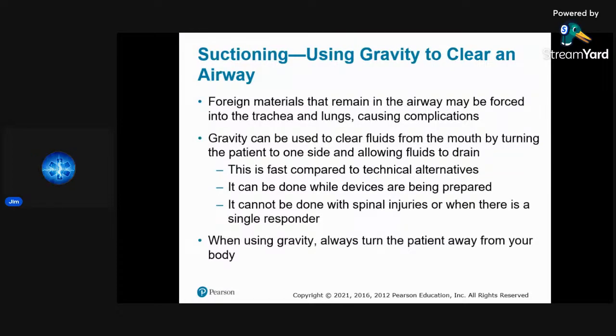Gravity uses gravity to clear the airway. This is putting the patient on their side in recumbent position, letting gravity help us out, letting the fluid drain from the mouth, hopefully. This is fast compared to the alternate techniques. It can be used while you're preparing your devices. And we don't want to do this with a suspected spinal injury or where there's only one single rescuer.